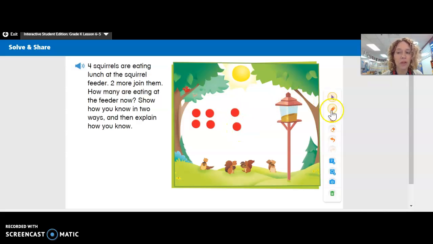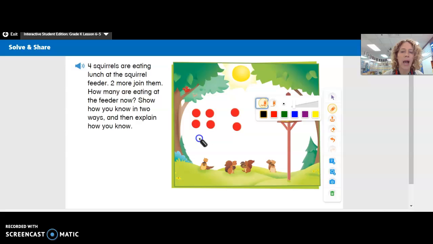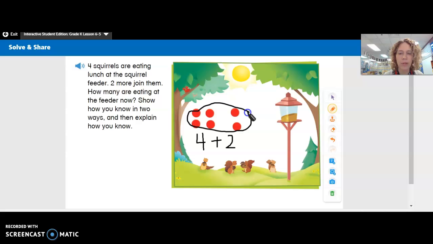Another way to show that is with an equation. So I'm going to get my pencil out. How many squirrels did we first see? 4. And then we're going to add some more because some more come along. So adding, how many more? 2. And then we need to count the whole group. So I'm going to put a circle around it because we want to know how many all together. Ready to count with me? 1, 2, 3, 4, 5, 6. 6.